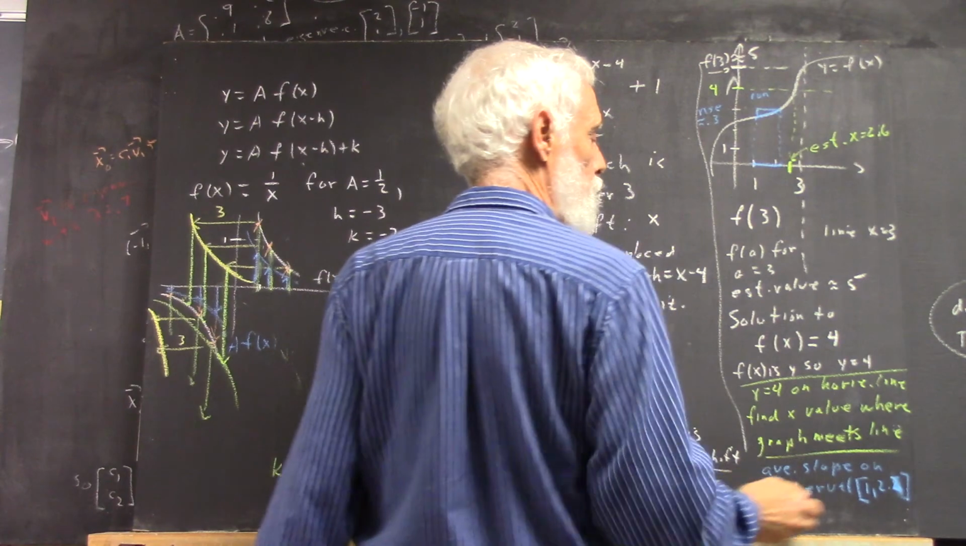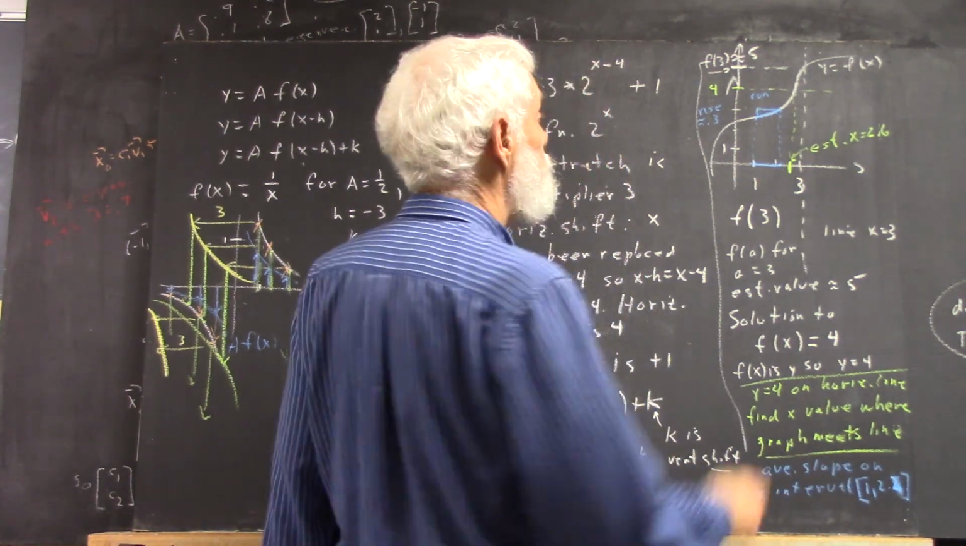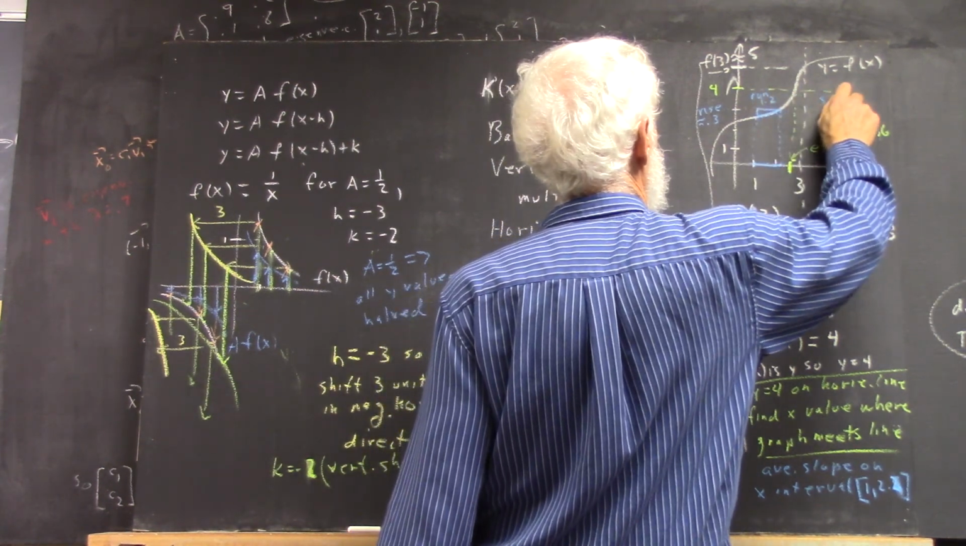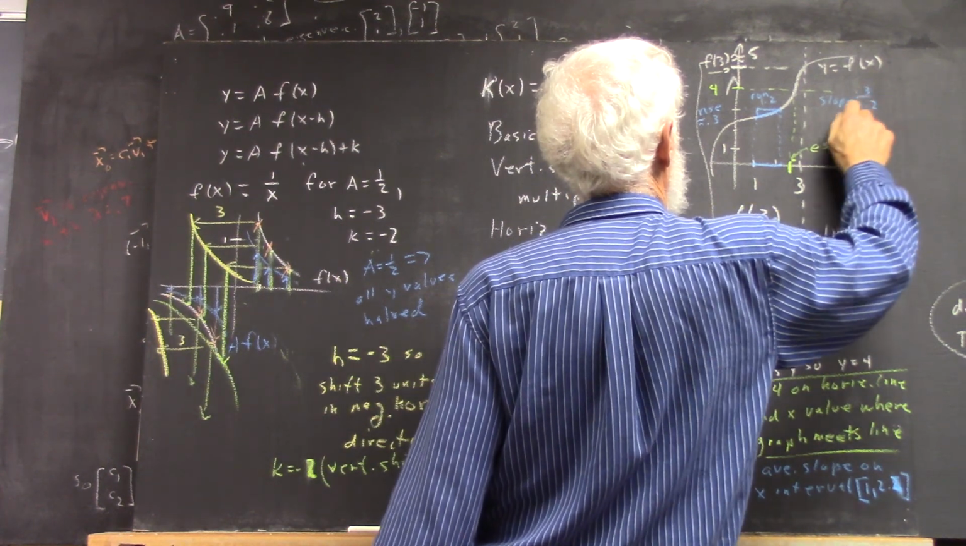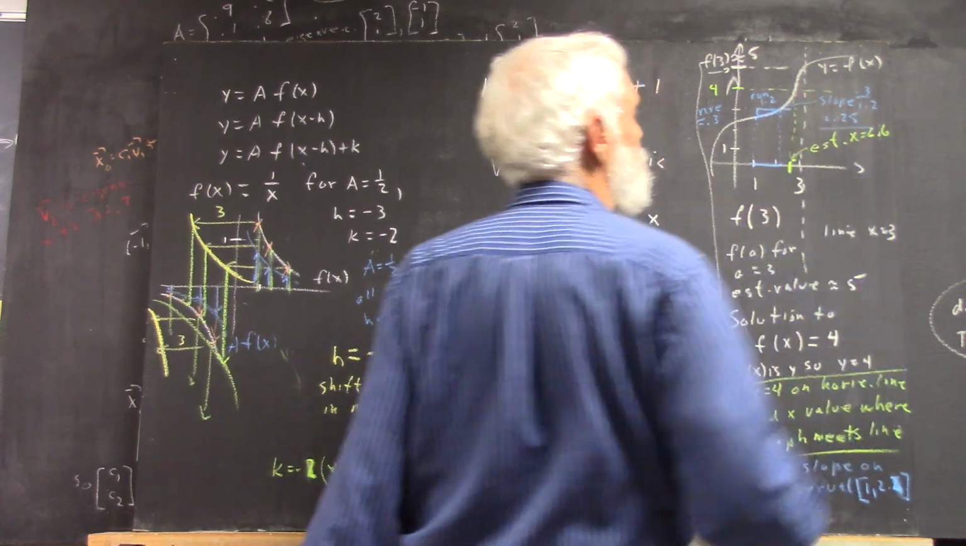And the run, well, the run's easy. It goes from 1 to 2.2, so it is 1.2, right? So the slope is 0.3 over 1.2, which is 0.25. Okay?